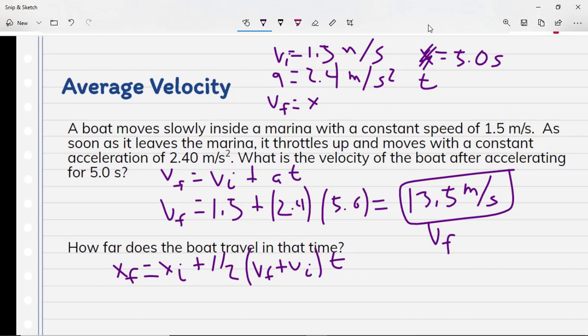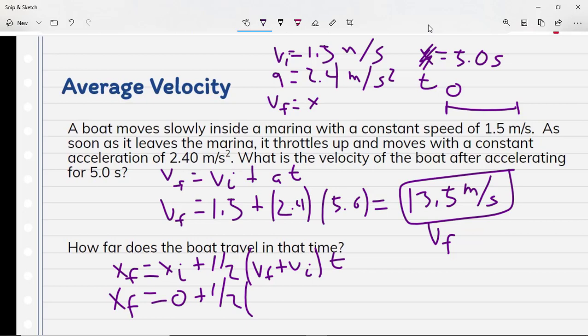We're just looking for how far the boat traveled in that time. So xf is our unknown. Our initial spot, we'll call that point 0. Okay, because again, we're looking at a point where we started to the point where we end, so this is going to be 0. And then we just plug in our other variables.